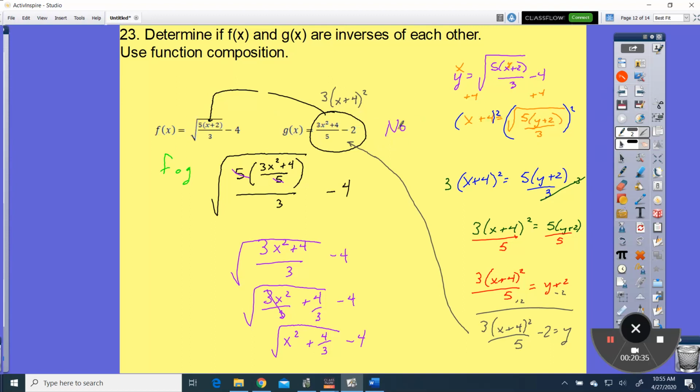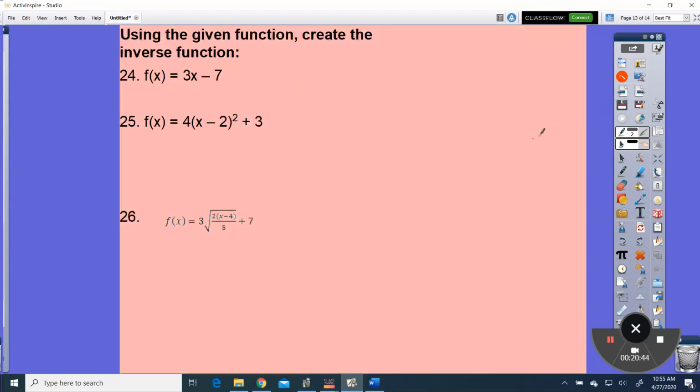So you've done your job as soon as you found, no, you didn't need to do all of this. That's just me going crazy for some weird reason. I don't know what happened to me, but I did it. Now it says using the given function, create the inverse function. So that's what I was just showing you how to do. So let's do it now that we're supposed to.